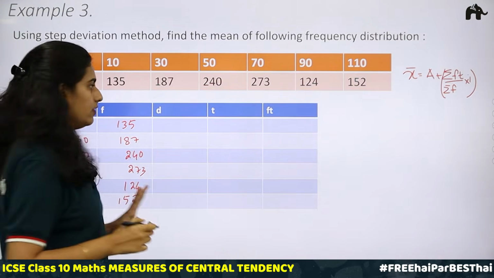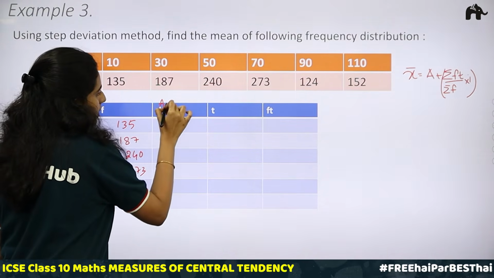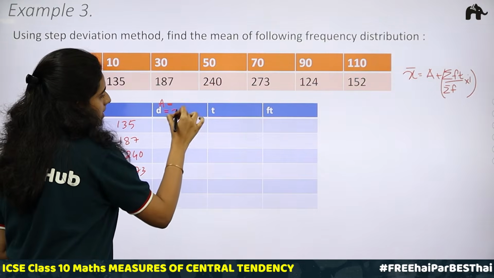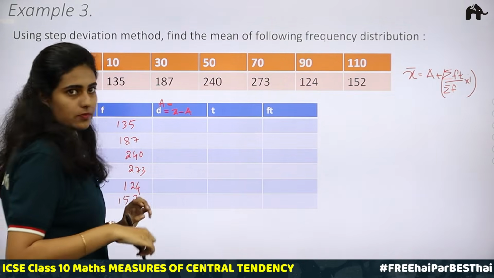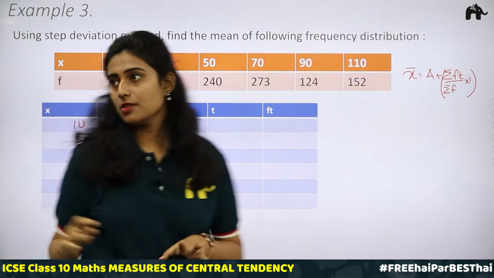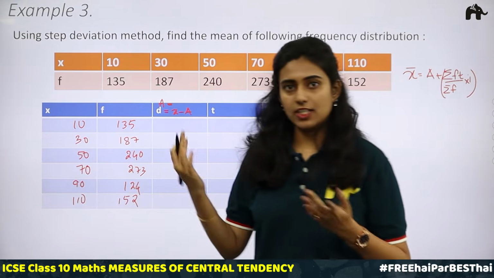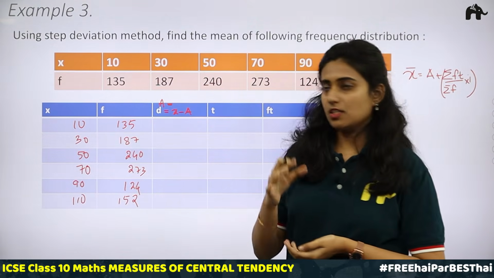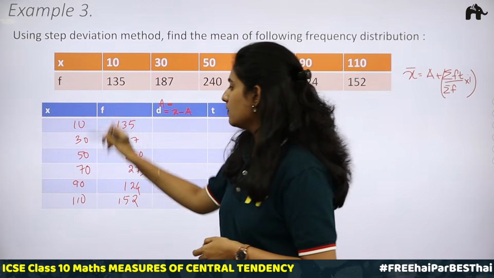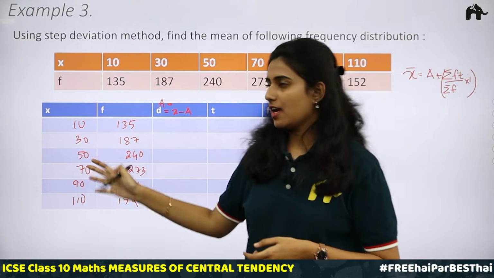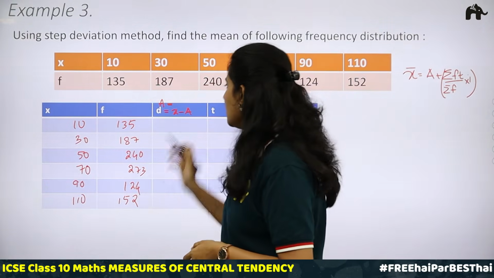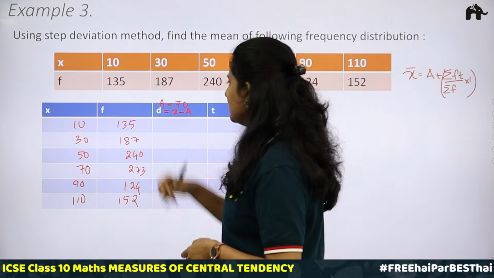You have to find the deviation. First we need assumed mean, and then deviation will be equal to x minus assumed mean. Okay, here we have 6 values. From the 6 values you can take any value as assumed mean. Better to take from the middle. 6 values, you can take the third or the fourth. Here I am taking the fourth one, that is 70. 70 is taken as the assumed mean.